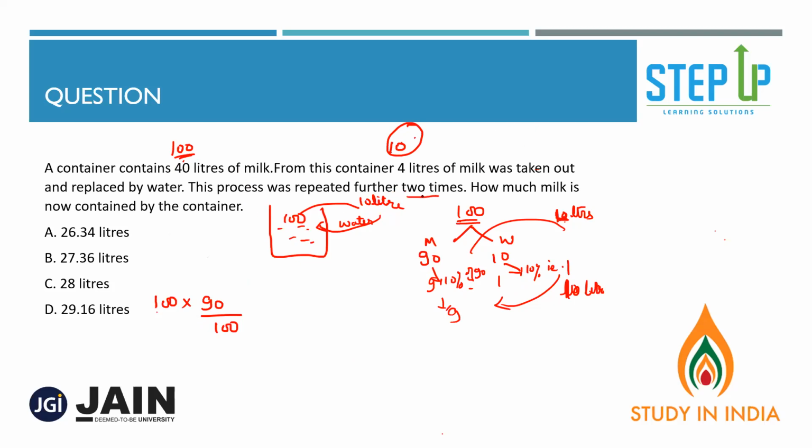Now, how many times are you doing this process? This process was further repeated two times. So basically, you are doing it three times. So just write this: 90 by 100. How many times? Three times. That will be your answer.